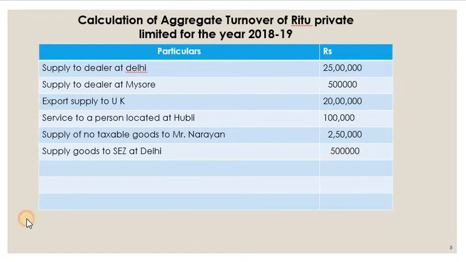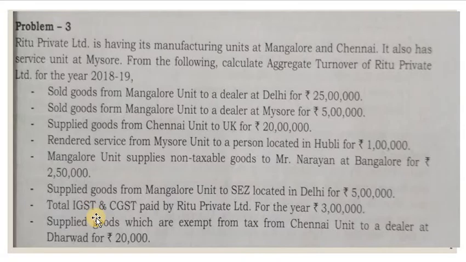Then what we have is total IGST. IGST will not be included in the aggregate turnover, in the sense we have to minus it. So total IGST and CGST paid by Ritu Limited for the year is 3 lakhs. We have to minus this because it will not be included in aggregate turnover.